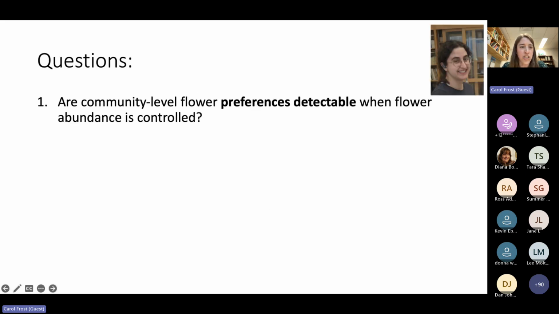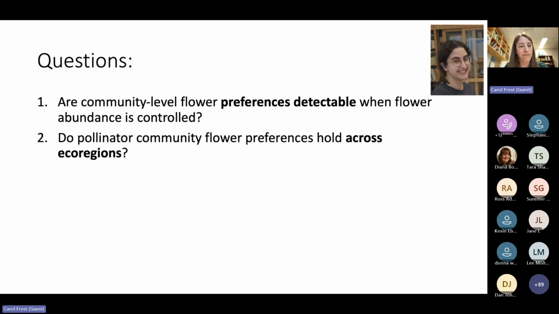So Rachel, my PhD student, Rachel Pisante, set out to do this. First of all, she asked, are community level flower preferences detectable when flower abundance is controlled? So I've been talking about having to control flower abundance in data, whereas what she did here was experimentally control it. So present flower species in the same abundance and watch them all and watch which ones got visited the most. That should be the very best way to assess preference, because abundance is not confounding anything.